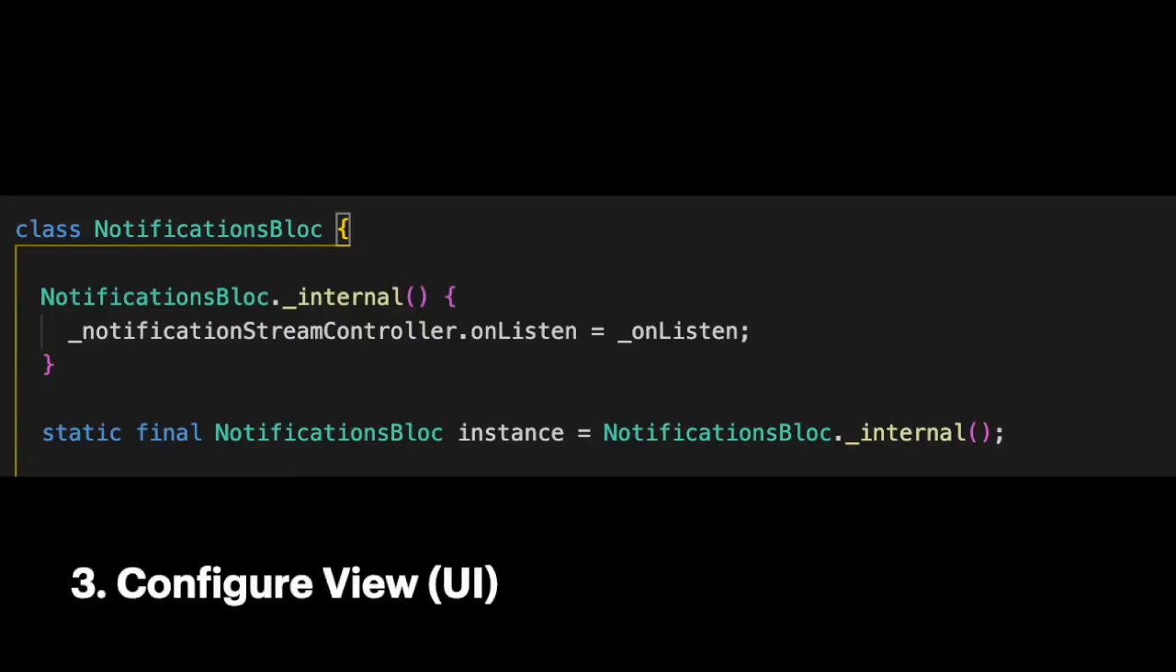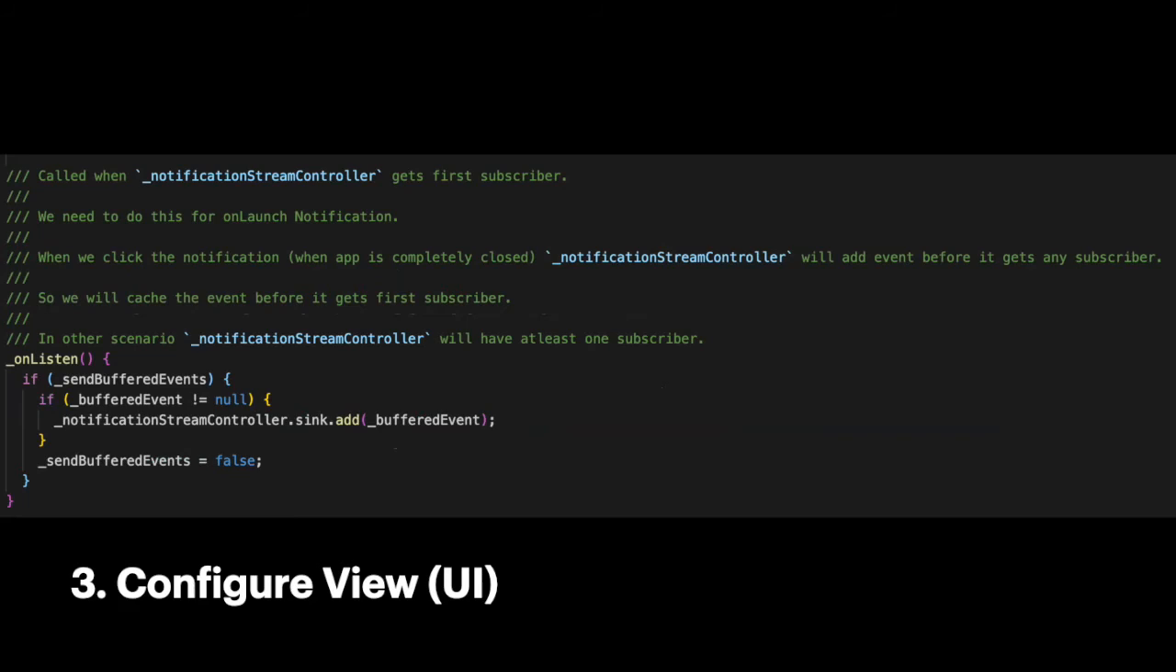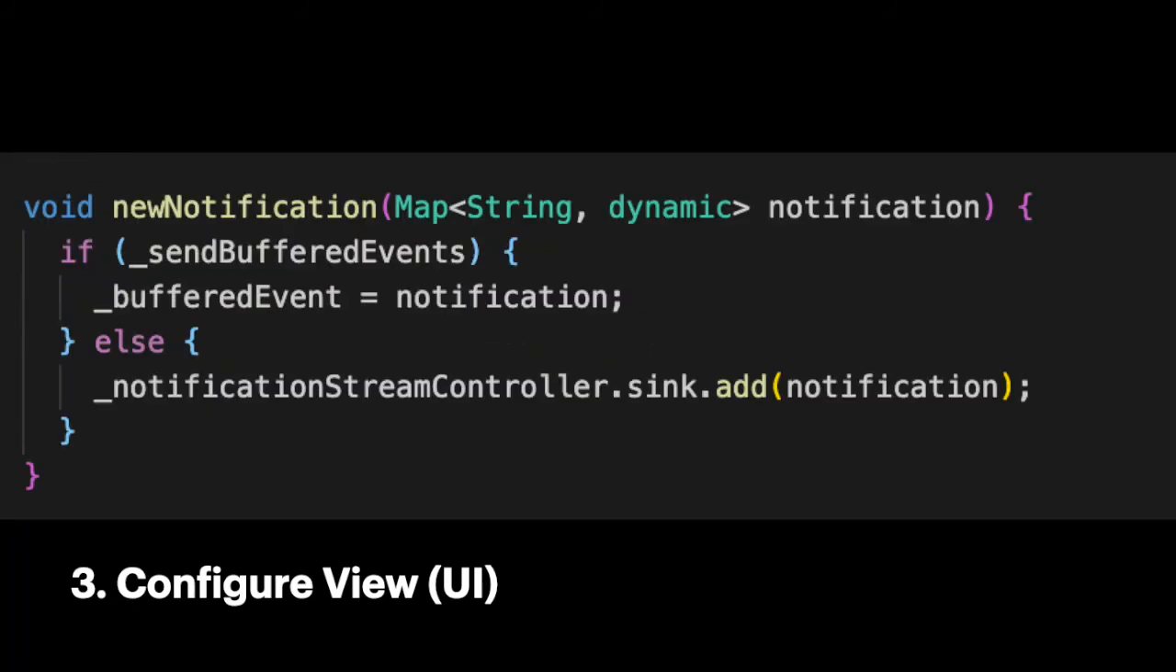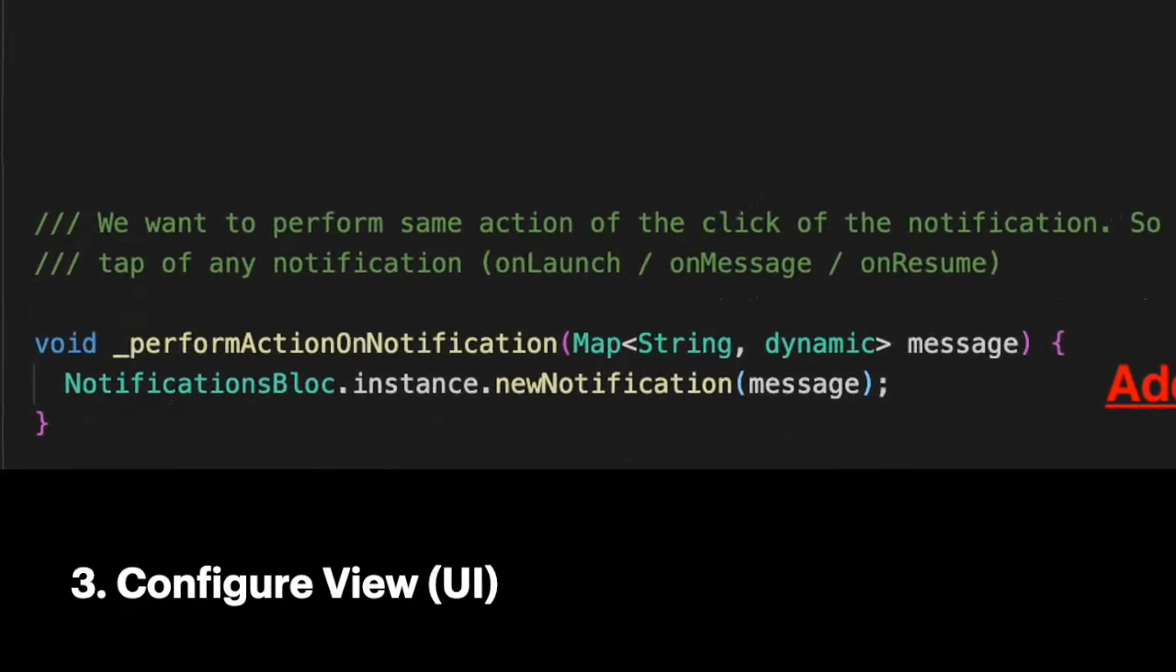Now let's create the notification block class, which is also a singleton like notification service. We will use a stream to notify all the views that the user has tapped on the notification. Create an onListen callback for the stream, which will be called when the stream gets its first subscriber. We will buffer all the events until it gets the first subscriber. The new notification method inside notification block will be called by notification service to notify all the views that the user has tapped on the notification.